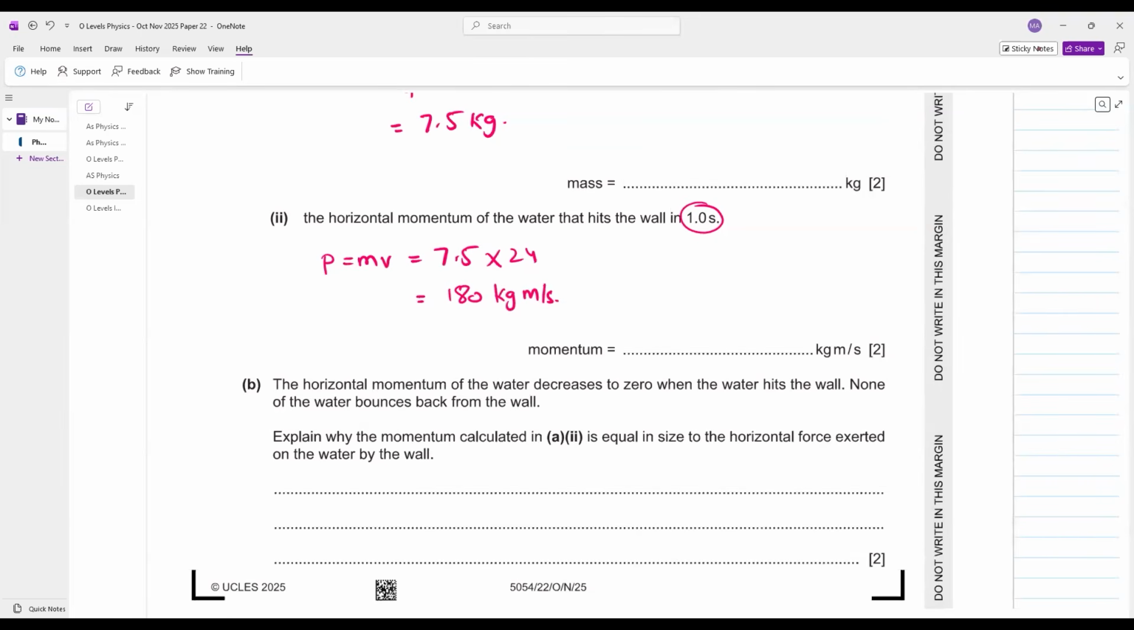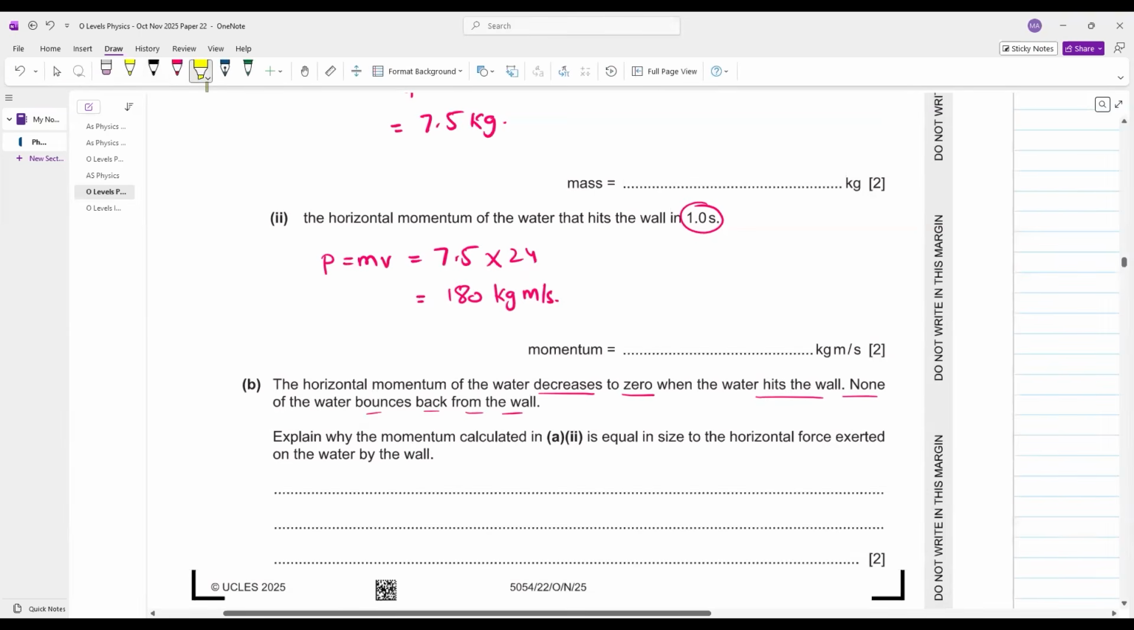The horizontal momentum of water decreases to zero when the water hits the wall. None of the water bounces back from the wall. Okay beta, horizontal momentum decreases to zero when the water hits the wall. Explain why the momentum calculated in part A is equal in size to the horizontal force exerted on the wall by the water.